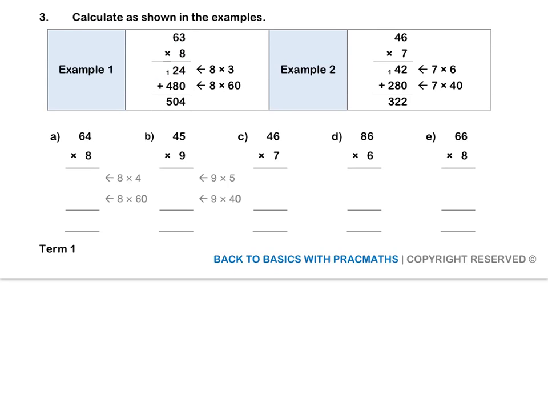Let's look at example 2. 7 times 6 is 42. 7 times 40 is 280. Remember the 0. We have 2 units. We have 40 plus 80, which is 120. So we carry our 100 and we write down our 2 tens for 120. And 200 plus 100 is 300. Pause this video to complete question 3.